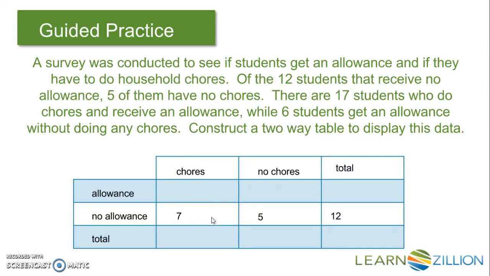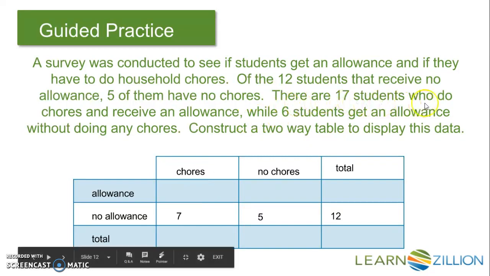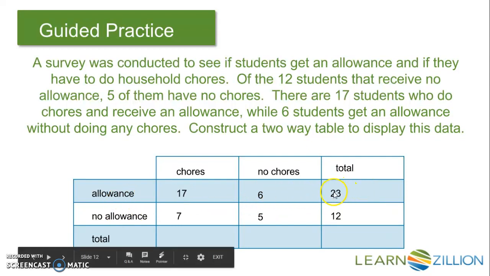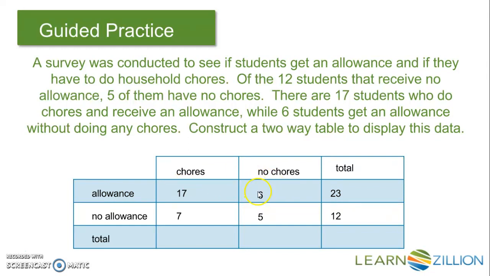Okay, now we're moving on to the next sentence. There are 17 students who do chores and receive an allowance. So chores and allowance right here. While 6 students get an allowance without doing any chores. So 6 students get an allowance without doing any chores. No chores, but they get an allowance. And then 17 plus 6 equals 23. So 23 students get an allowance. 17 of them do chores, 6 of them no chores.